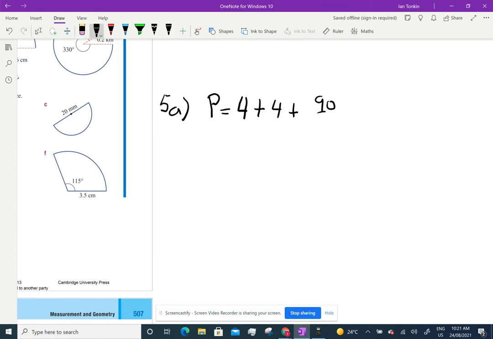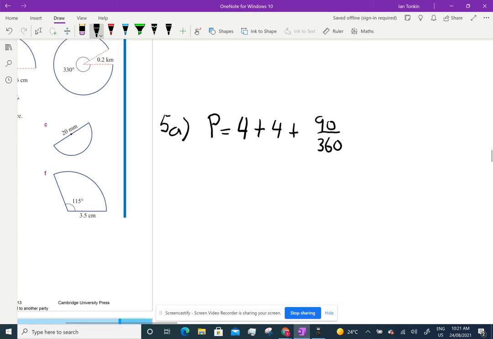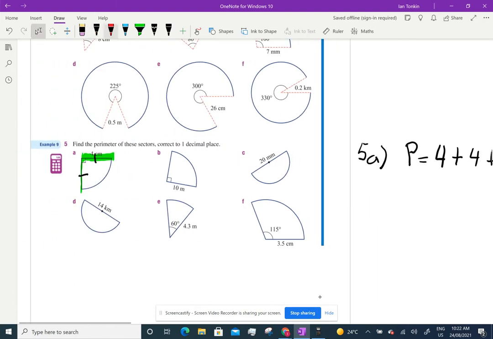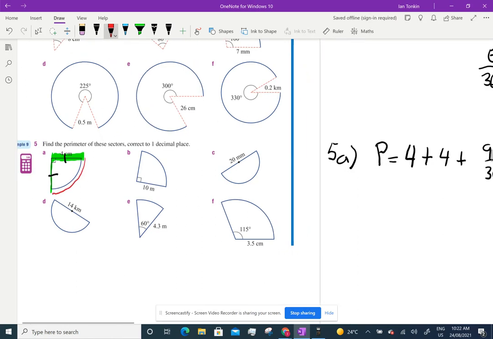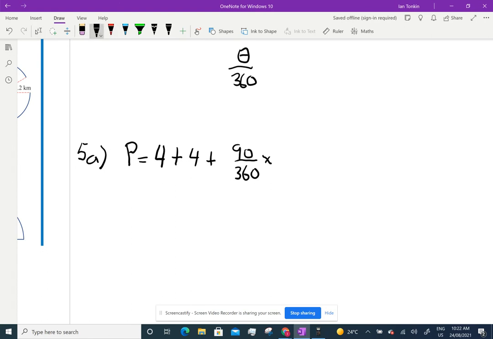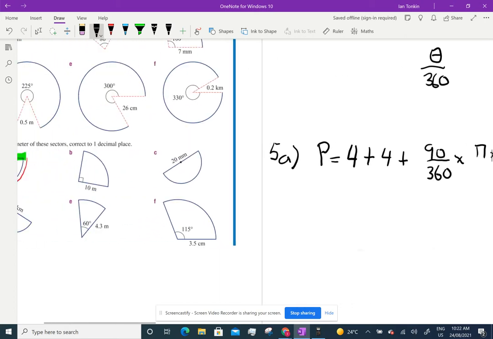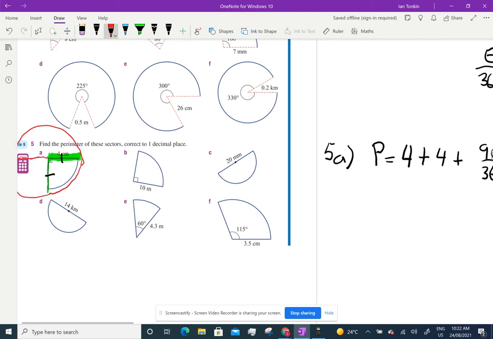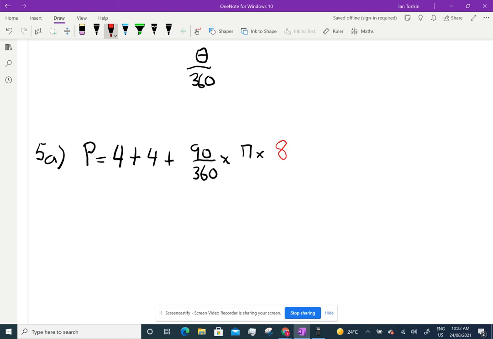I prefer to write 90 over 360 because I'm going to use it all the time. I'm going to use whatever the angle is over 360. It just saves me any trouble. I know that 90 over 360 is a quarter. So this is now for the curved bit. So I've got the two straight bits, but I've got to work out this curved bit. And it's 90 over 360 times pi times, now here's where you have to be careful, the diameter. Well, the diameter, it's not 4. If I had this whole circle here, the diameter would be 4 and 4. So the diameter, this is a tricky one, is 8.